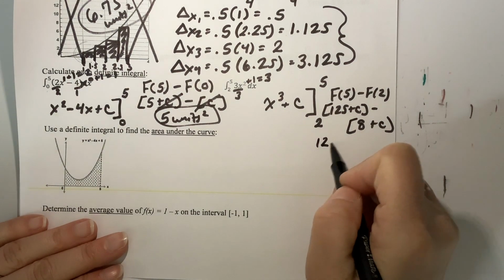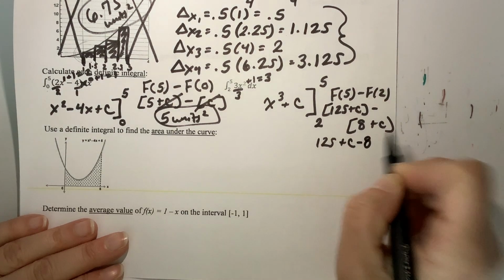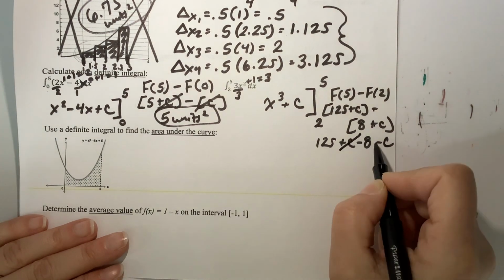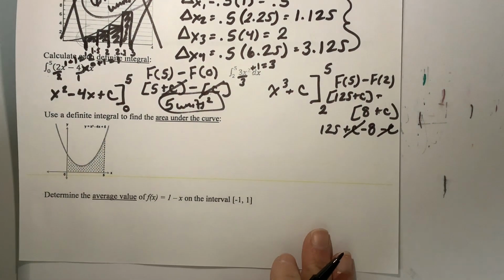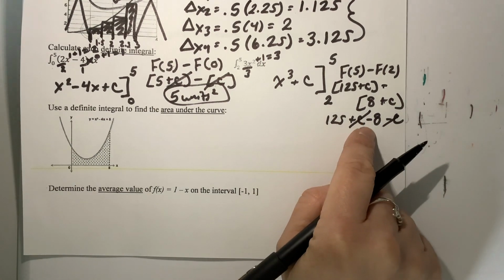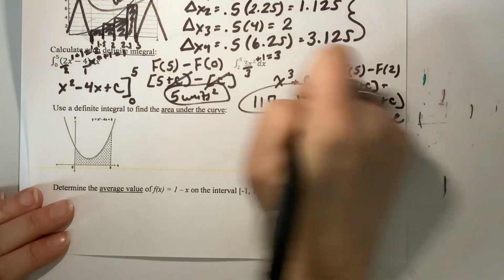When I distribute the negative, negative would go to the 8, making it a negative 8. Negative goes to the c, making it a negative c. Here again, you'll see every time you should have a positive c and a negative c. Subtract. 125 minus 8, it's 117 units squared.